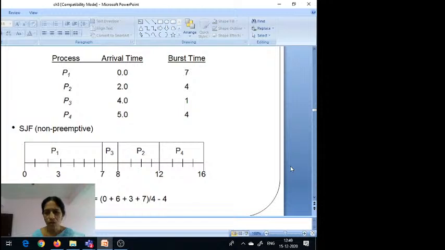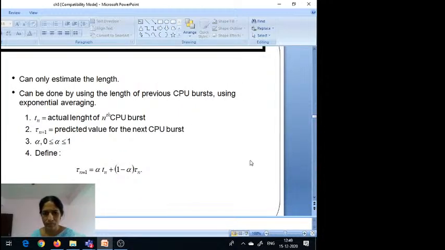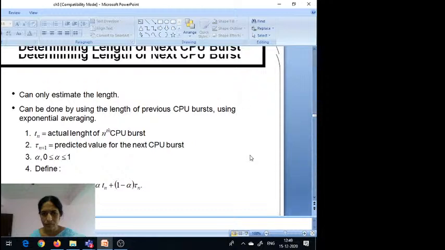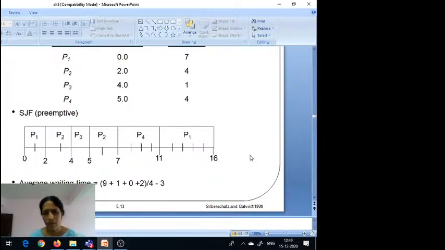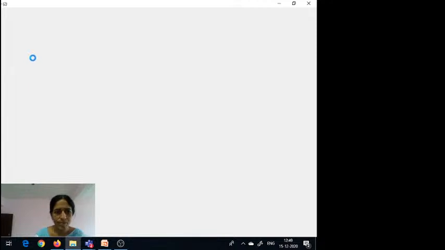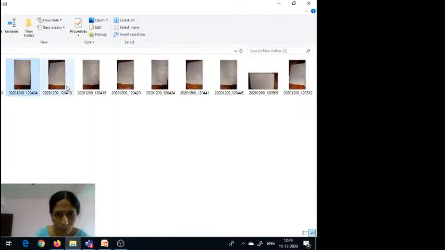Okay, now here in this case you have some ambiguity in finding these average waiting times. First of all, you can take this 11 minus 2. So there is some ambiguity, so you can see another example for this one.